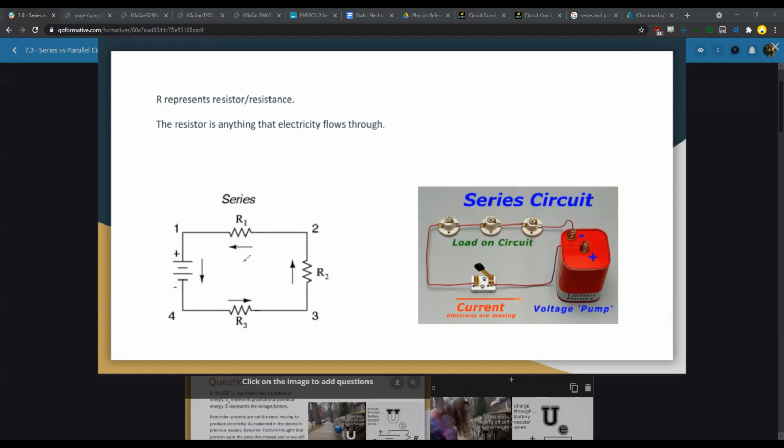Anything that uses electricity can be called a resistor. Your phone is a resistor. Your computer is a resistor. Your microwave, your refrigerator, your air conditioner, your printer, anything that uses electricity is a resistor. And we represent that with a zigzag line on a diagram, right? So we represent that with a zigzag line.